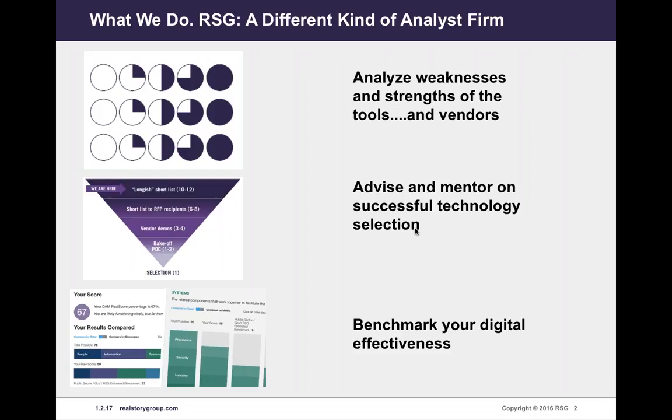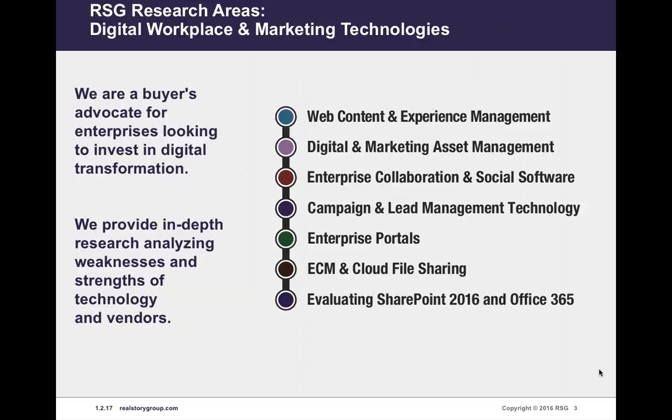We also have a product called Real Score, which allows you to benchmark the effectiveness of your current technology, people, and processes, and then benchmark yourselves against industry peers as well as across a variety of industry verticals, and then really see some visual examples of where your business can improve and how you're matching up against those within your industry. So our coverage areas are, like I said, really broken down into two main buckets, which are digital workplace and digital marketing technology. Our focus today is going to be on enterprise collaboration and social software.